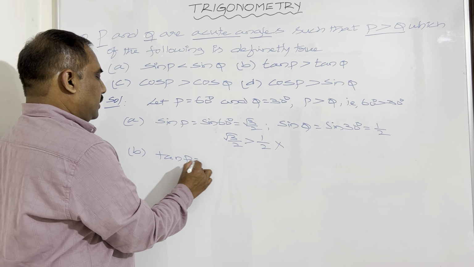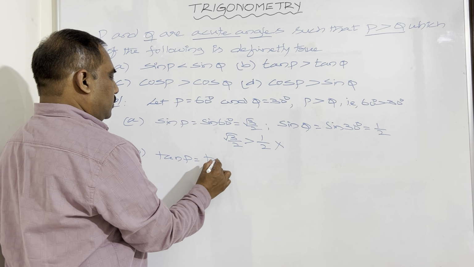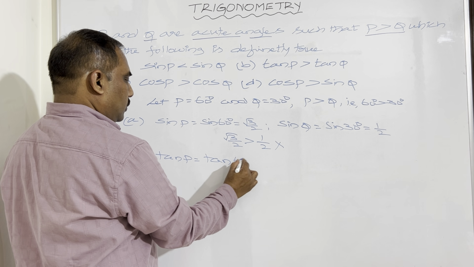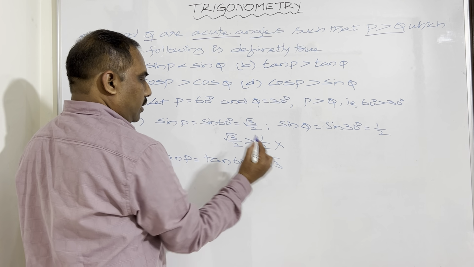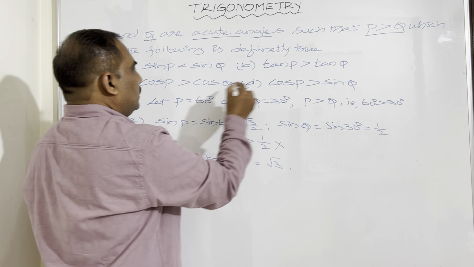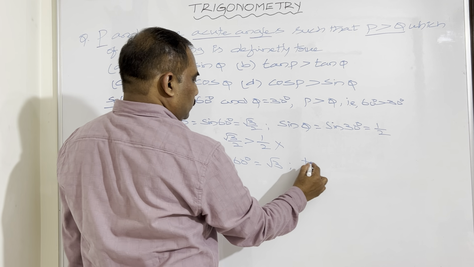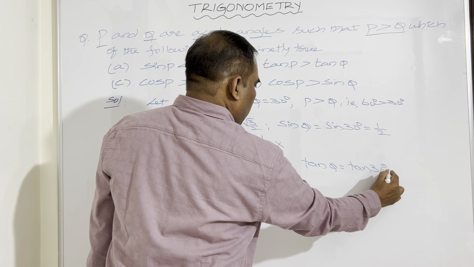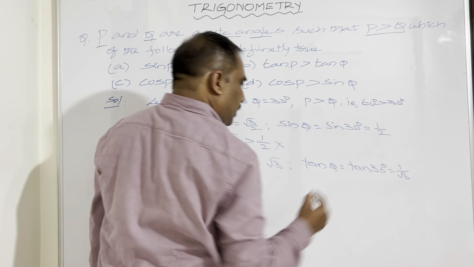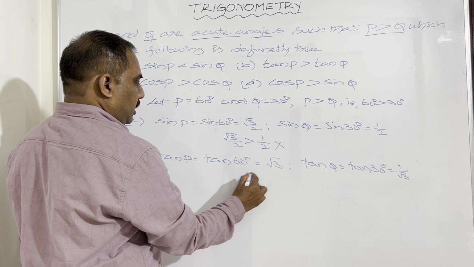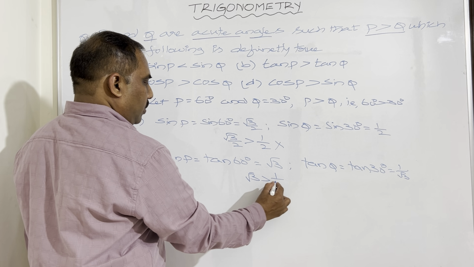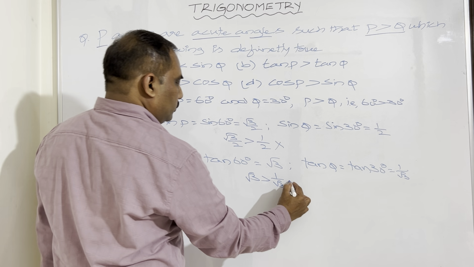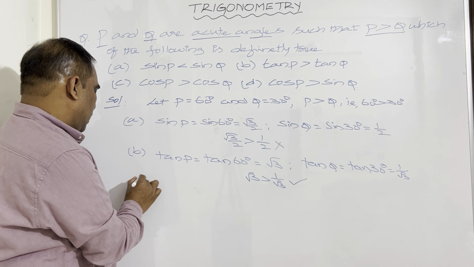Next, the second option, tan P. Tan P is tan 60 degrees, which is root 3. Now tan Q is given, so that is tan 30 degrees. Tan 30 is 1 by root 3. Clearly root 3 is greater than 1 by root 3. So that is why tan P is greater than tan Q, which is correct. Now verifying the third option also.